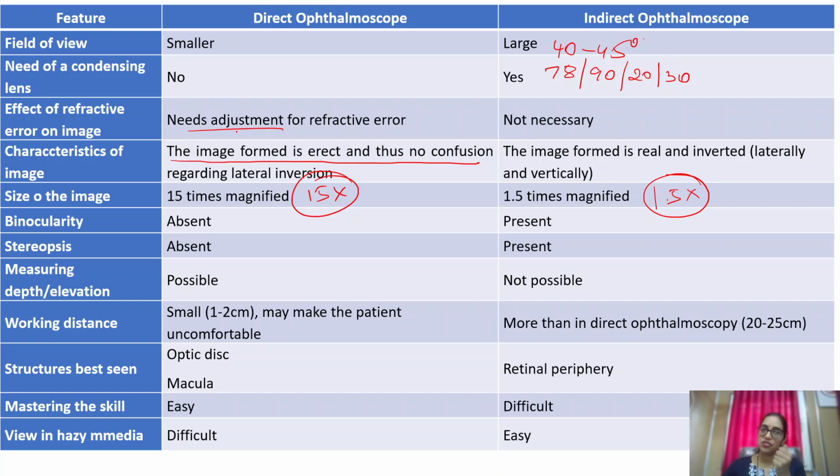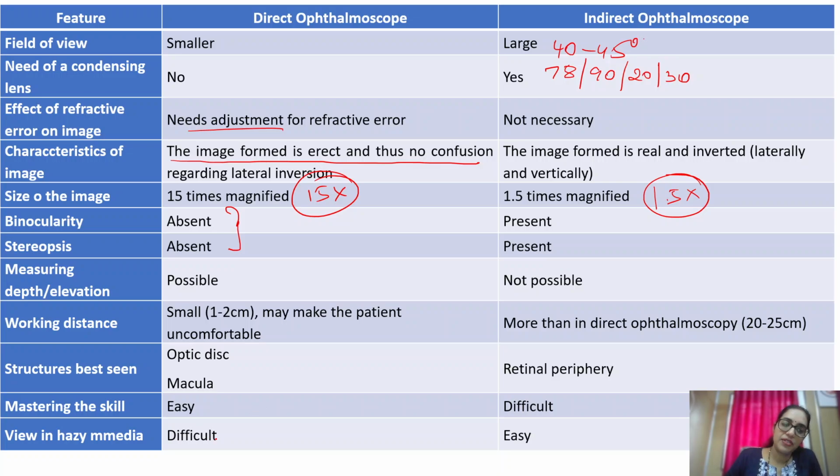Because you use only one eye to view the retina in direct ophthalmoscope, binocularity and stereopsis, that is 3D vision, is less or absent. Here it is present. Measuring the depth and elevation is possible using, we have some scales there. You can turn the knobs of the direct ophthalmoscope and measure the depth and elevation, which is not possible in indirect. You can appreciate it is deep or elevated, but you cannot measure it objectively. The working distance is very small in direct ophthalmoscopy, whereas in indirect, it is bigger. Then mastering the skill is easier in direct ophthalmoscope, but it takes a little time in indirect ophthalmoscopy.